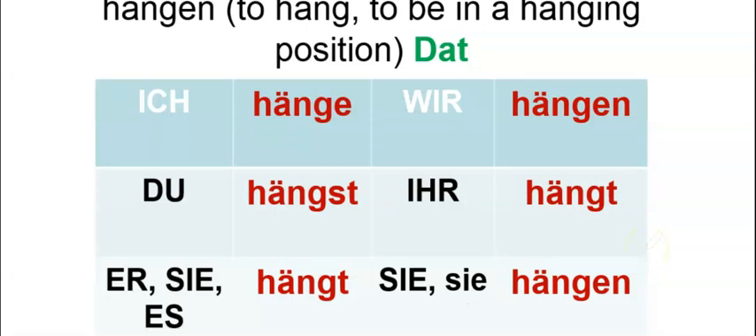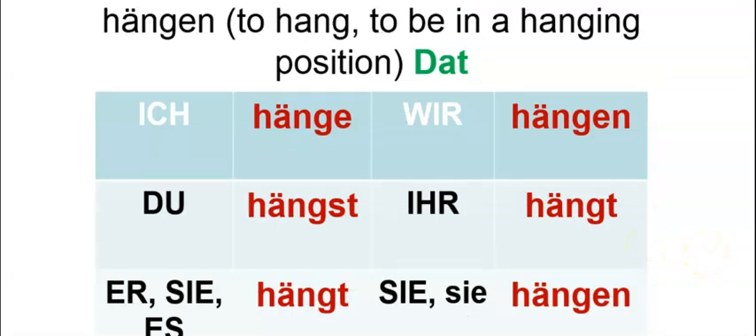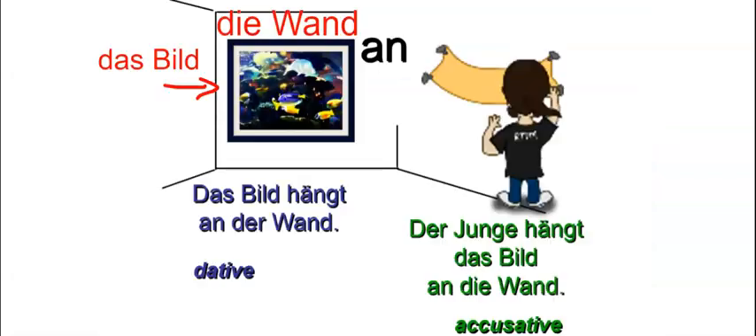Ich hänge, du hängst, sie, es hängt, wir hängen, ihr hängt, sie hängen. So how it's being used, is it dative, that is, location, or accusative, destination? That's what is going to help the prepositions take the dative case. So let's see that in practice.